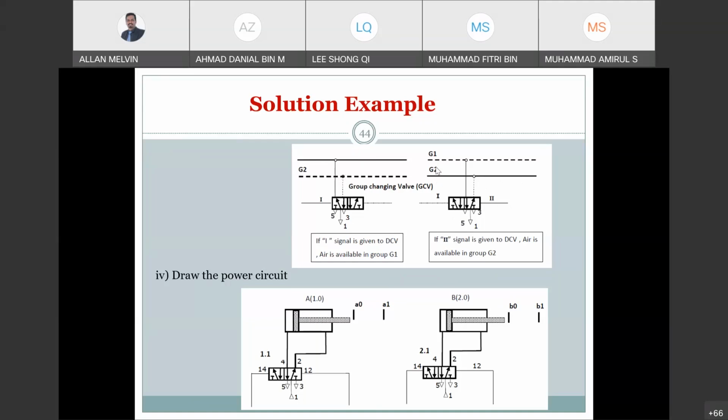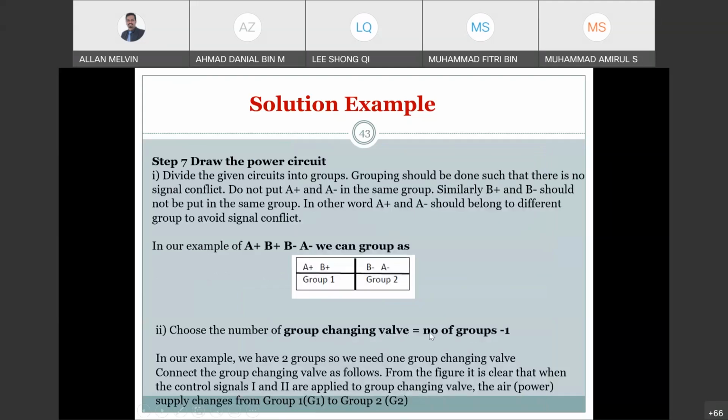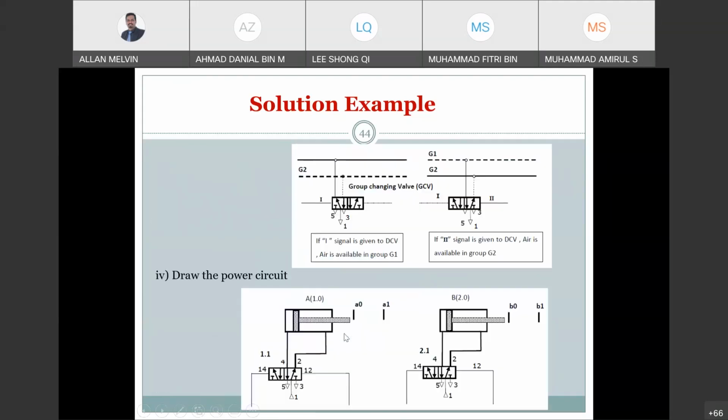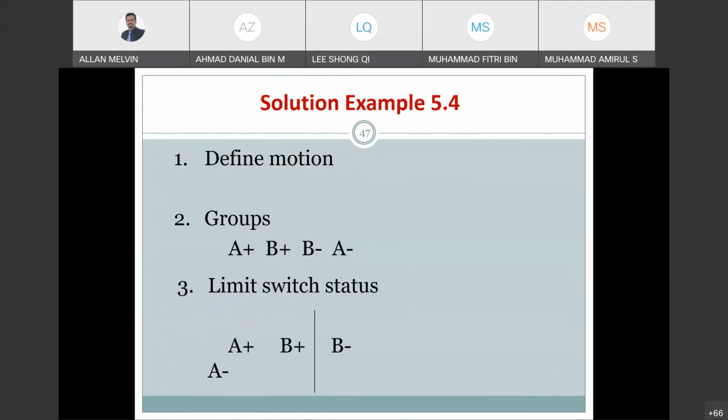So untuk control 2 group, so 1 valve is enough. Because you can switch between group 1 or group 2, depends on yang mana you nak select. Okay, so that was the reason why group changing valve equals to number of groups minus 1. So kalau ada 3 group, group 1, group 2, group 3, so number of group adalah 3. So 3 minus 1 equals to 2. So you need 2 group changing valve. Macam condition ni lah.